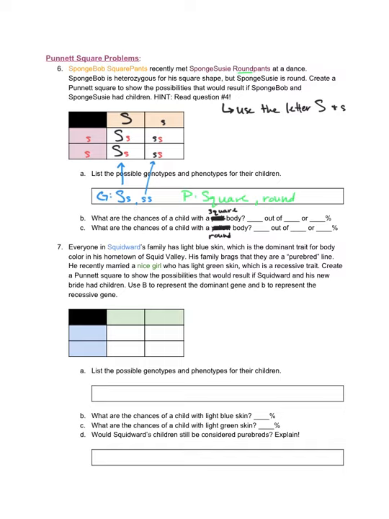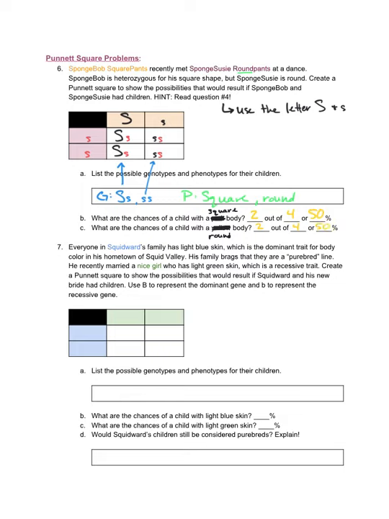Now we can answer some questions about our Punnett square. So it says, what are the chances of a child with a square body? So there's 4 potential offspring, and 2 of them, you can see, have a square body shape. So we can say that there are 2 out of 4. And that is the same thing as 50%. The next question says, what are the chances of a child with a round body? And here again, you can see there are 2 options out of 4 that give a round phenotype. And so we'll say 2 out of 4, or 50%.